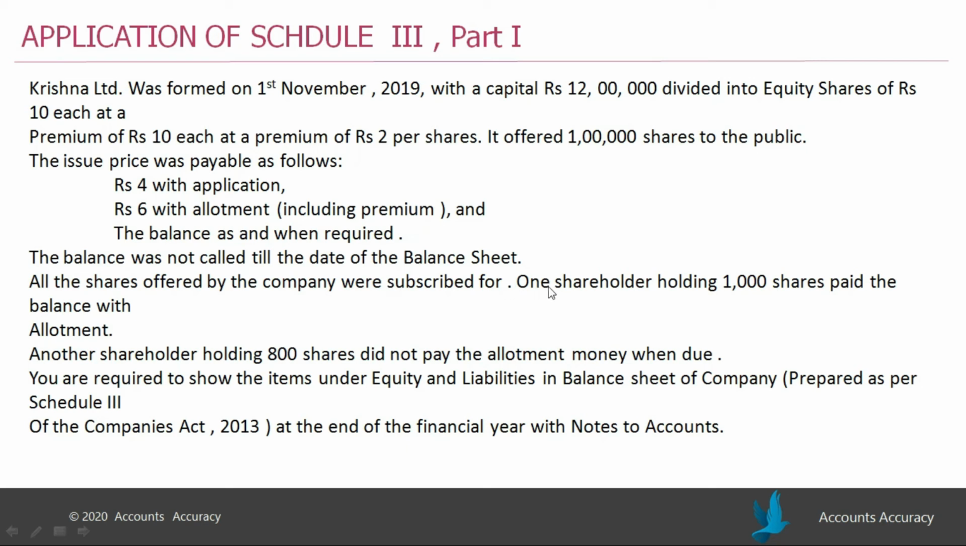All the shares offered by the company were subscribed for. One shareholder holding 1000 shares paid the balance with allotment. Another shareholder holding 800 did not pay the allotment money when due. You are required to show the items under equity and liabilities in the balance sheet of the company at the end of the financial year with notes to accounts.